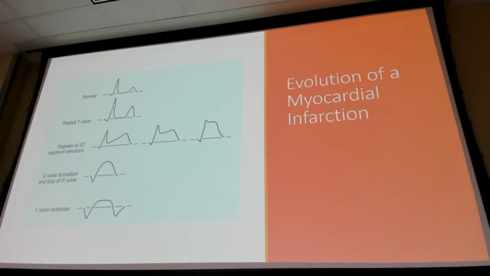All right, here's our evolution of myocardial infarction. So you have a normal QRS and ST segment on the top and T wave, and then as it progresses, when it starts to infarct, you'll get those peaked T waves initially, followed by some degree of ST segment elevation, and then eventually, once it infarcts, it will have the Q wave and loss of your R wave, T wave inversion. Hopefully, we treat it before it gets to that point.